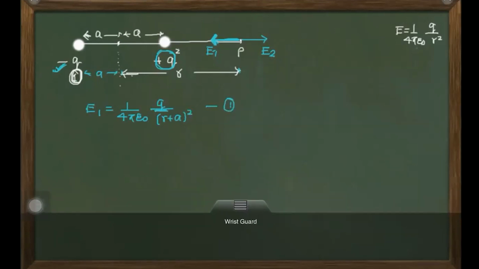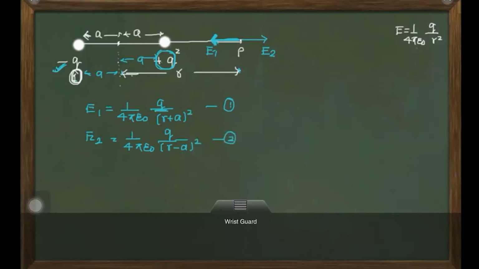Now, when we calculate the value of E2, we can write E2 is equal to 1 upon 4 pi epsilon naught and then Q divided by... Again, this is Q and I am not going to take positive or negative in the calculation of electric field. Now, what will be the distance of this one? If this is A and this is R, so this distance will be R minus A.